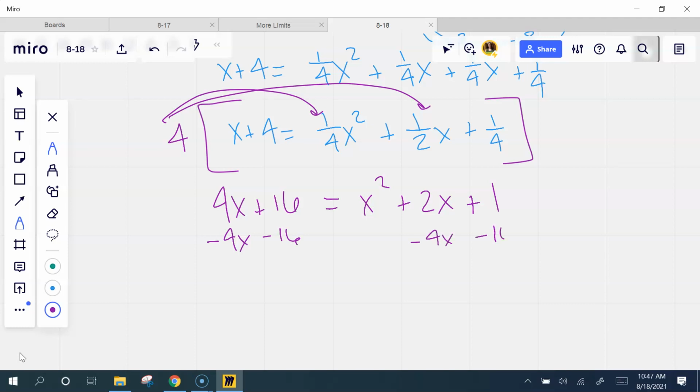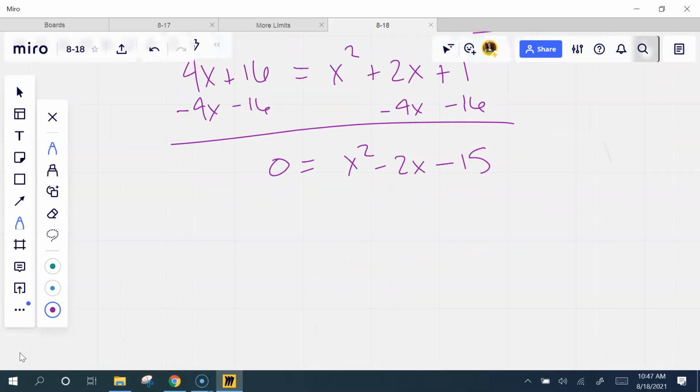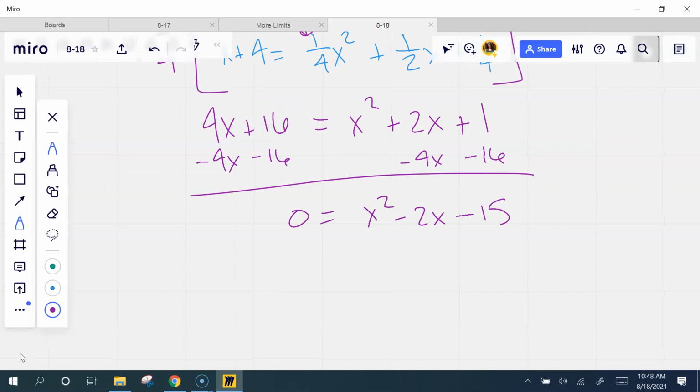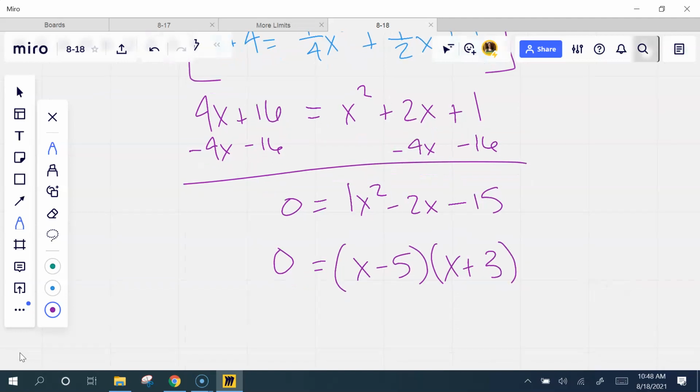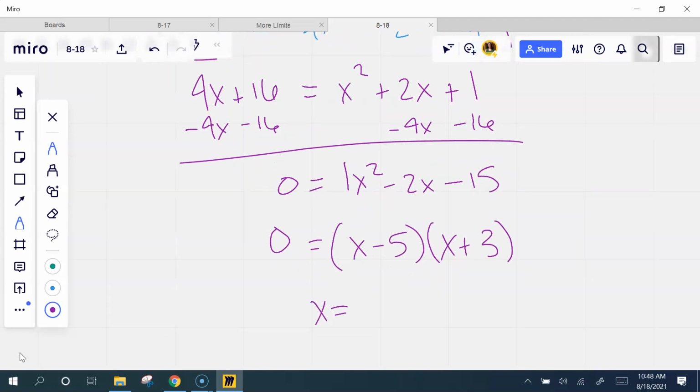Minus 4x minus 16. So now I have 0 equals x squared minus 2x minus 15. Now I can say, okay, can I factor? Does anything multiply to negative 15 but add to negative 2? Negative 5 and 3. This is an easy factor since there's a 1 in front. I can do the shortcut. Negative 5, positive 3. What are my solutions? 5 and negative 3.